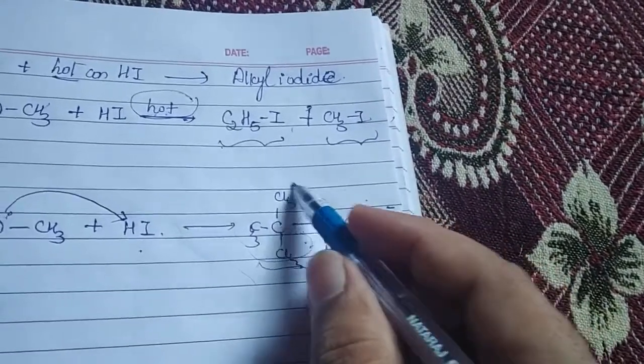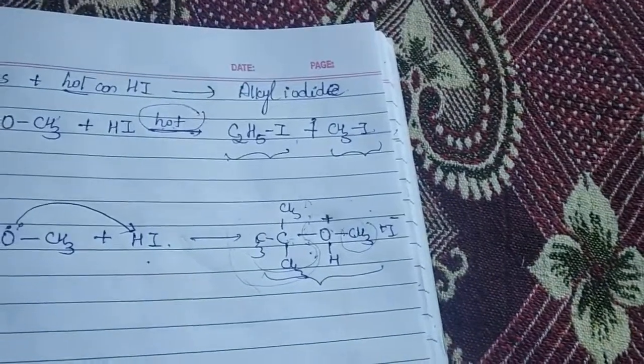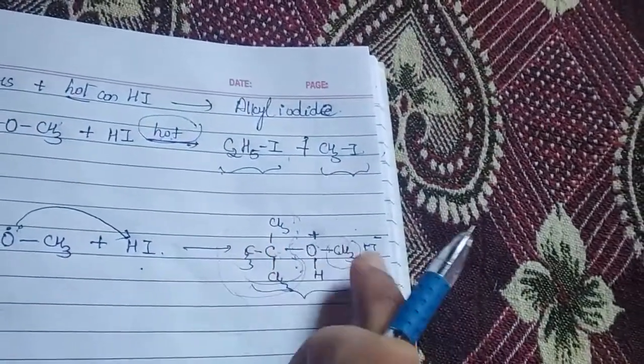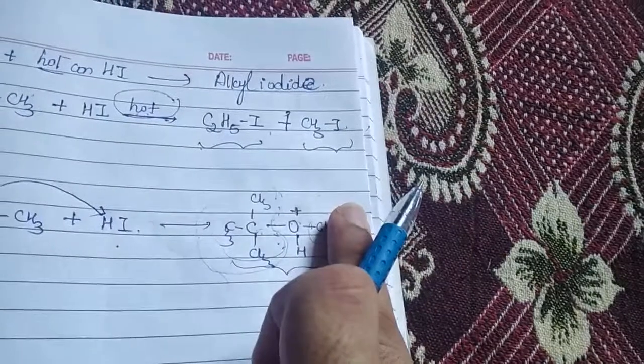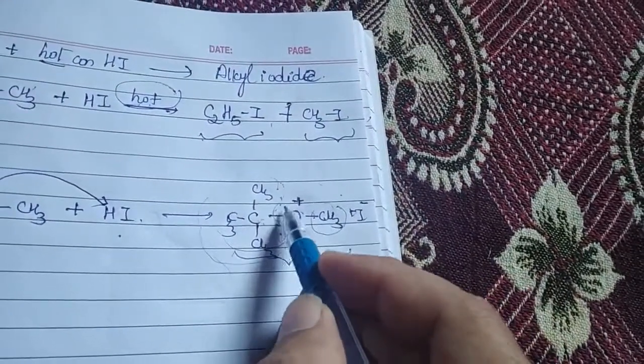Because I will be forming a tertiary carbocation. So this molecule will say to the overall molecule, to the oxygen it will say, hey guy, don't break this bond.